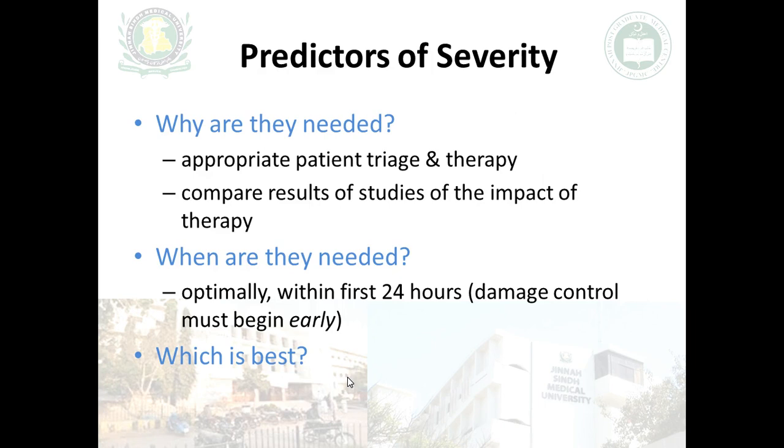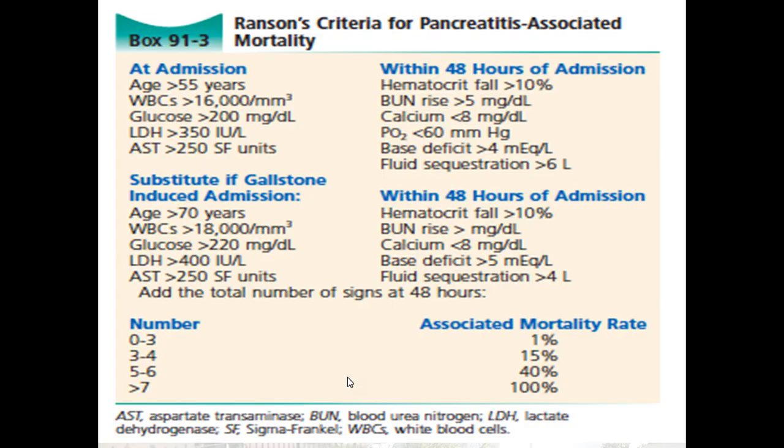When are they needed? That should be done within 24 hours of presentation of the patient, because the damage occurs early. Which is best? There are so many scales available. You can see so many things in the books, and different criteria are used in different countries. Here I have shared a commonly used criteria called Ranson's criteria for pancreatitis.